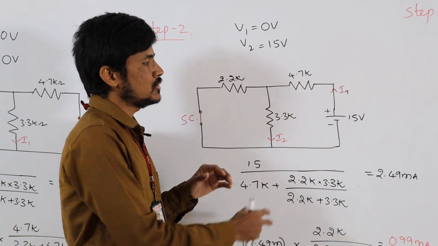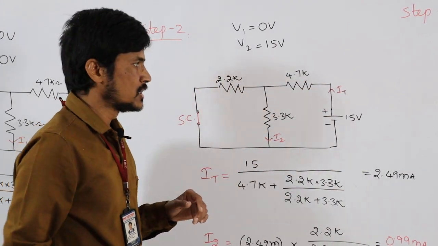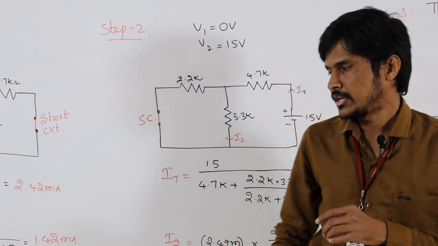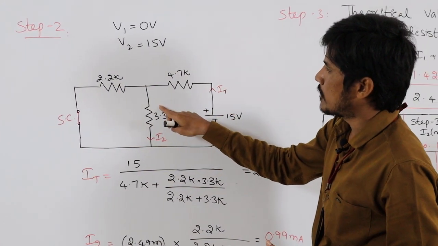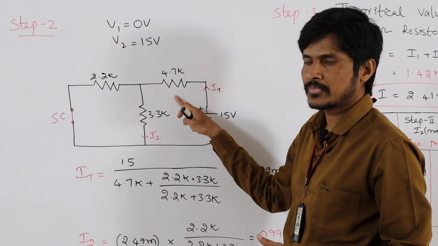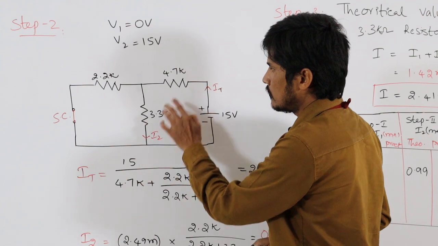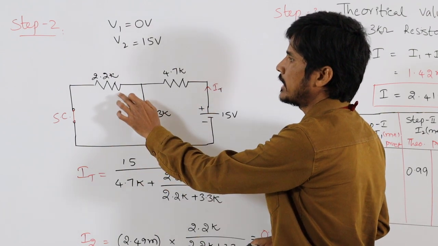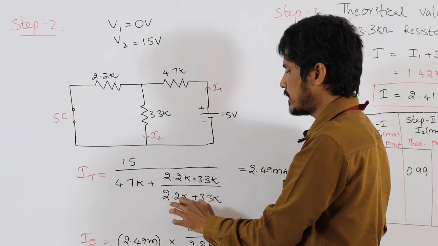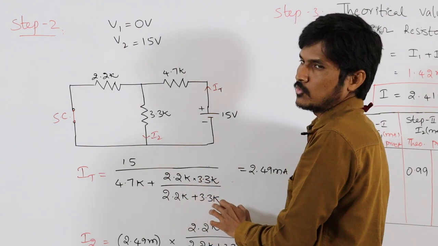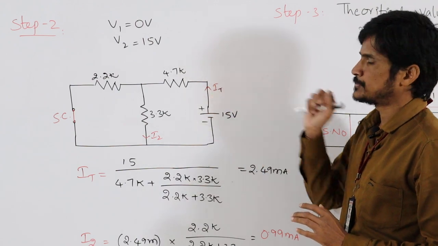So IT is equal to input voltage divided by total resistance in the circuit. If we come into the circuit in this direction of current, these two resistors will be in parallel and this will be in series. So I am writing the input voltage divided by 4.7 k plus 2.2 and 3.3 in parallel. So 2.2 kilo ohms into 3.3 divided by 2.2 plus 3.3 kilo ohms. So we will get 2.49 milliamperes total current from here.